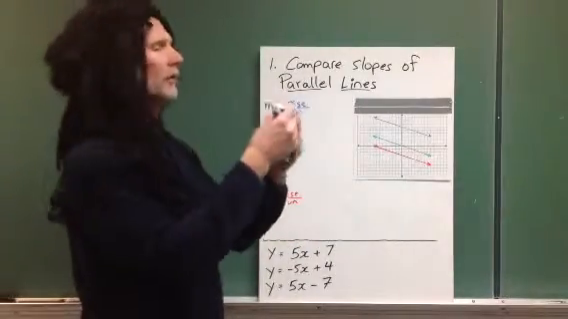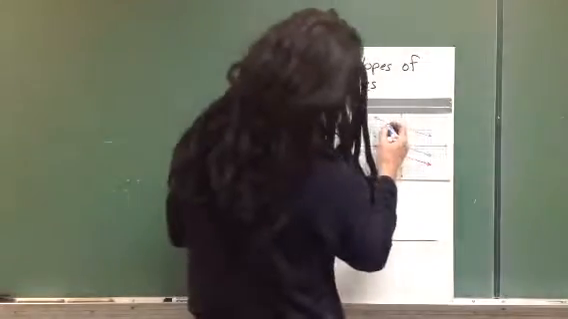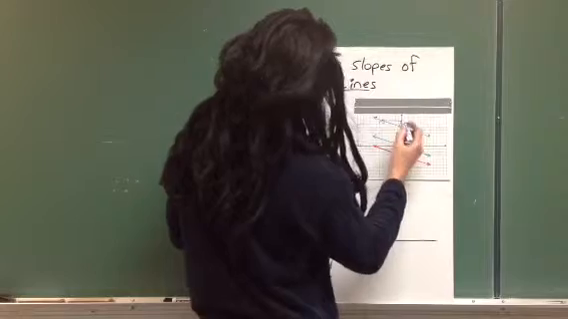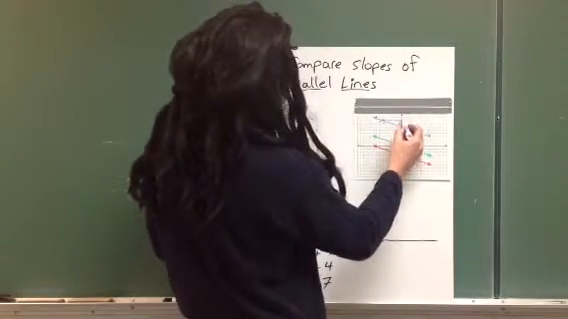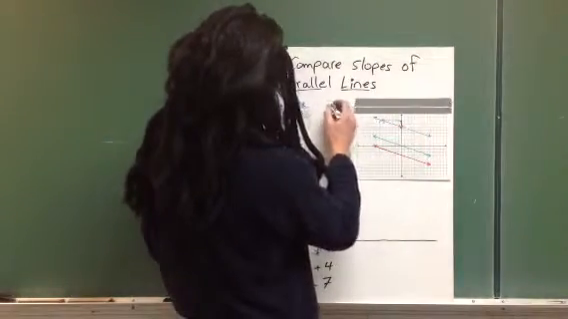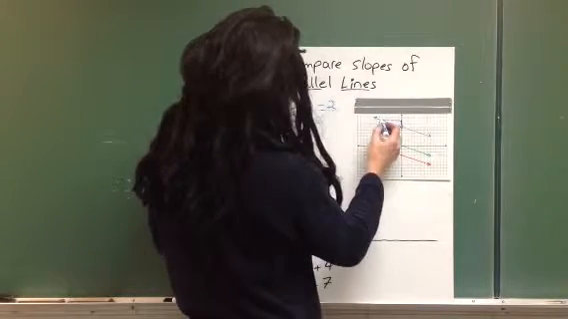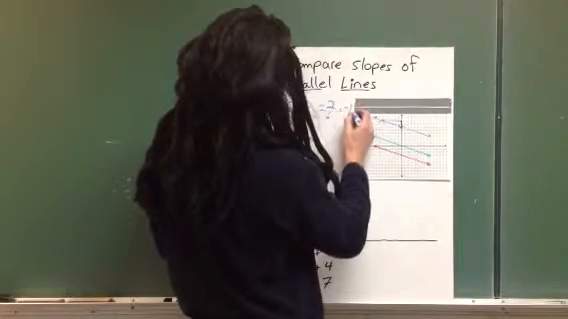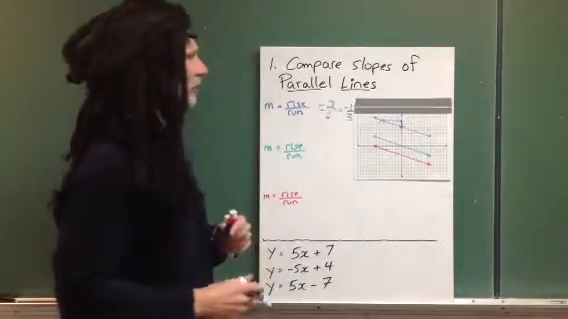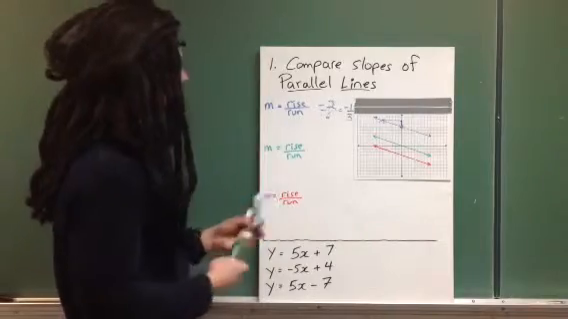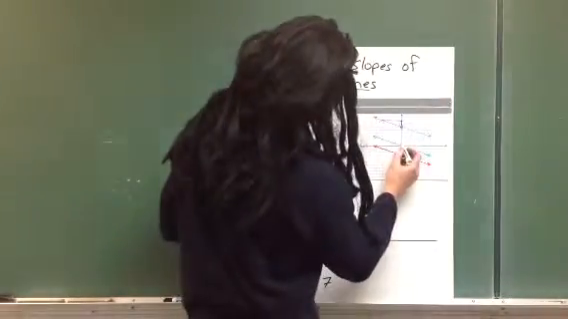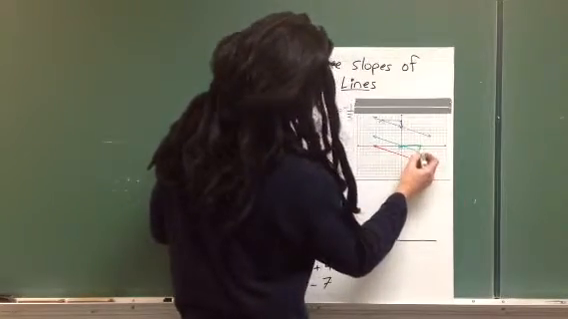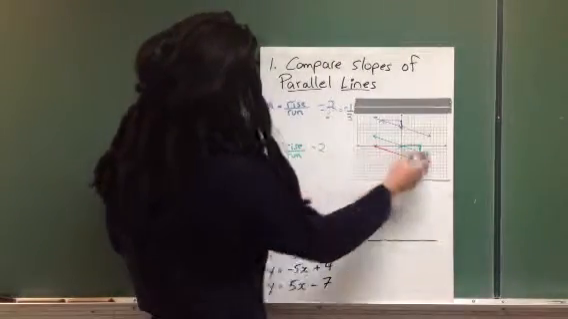So this first one, I'm going to draw my usual right triangle to find the rise over run. We're going to find two nice spots like here and here. Here's my right triangle, and my rise is -2, and my run is 1, 2, 3, 4, 5, 6. So that is -1/3. That is my slope. My green line, it doesn't matter where I go.